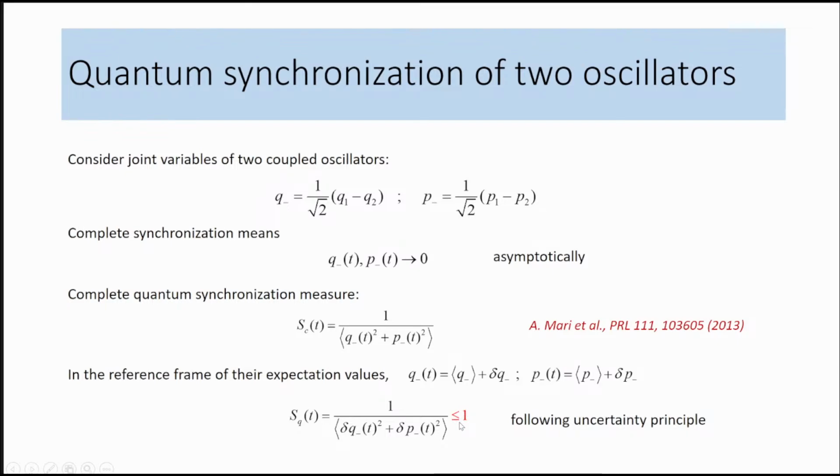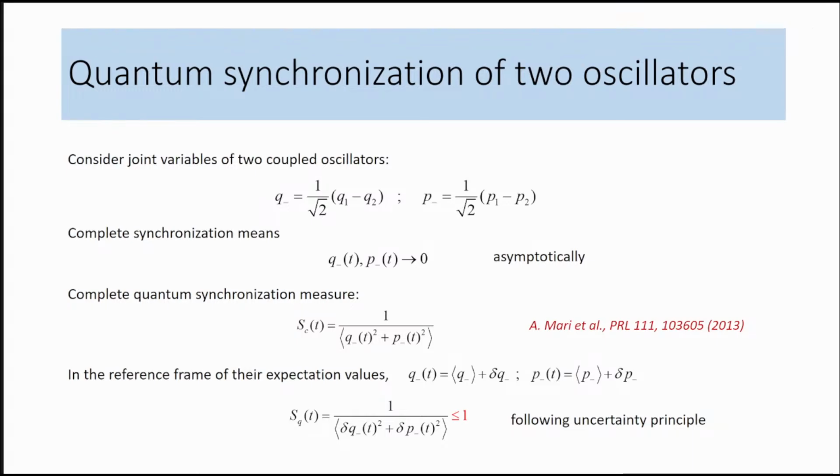Let us quickly try to understand this one here. This SQ is a valid measure only if the mean values of Q minus and P minus are 0. That means if there is a limit cycle in the sense of mean values of Q minus and P minus, when we treat them quantum mechanically. So to study SQ, what do we do?